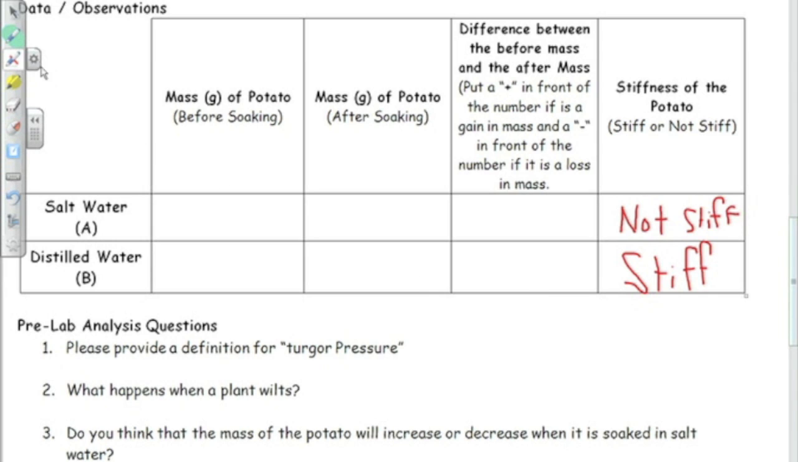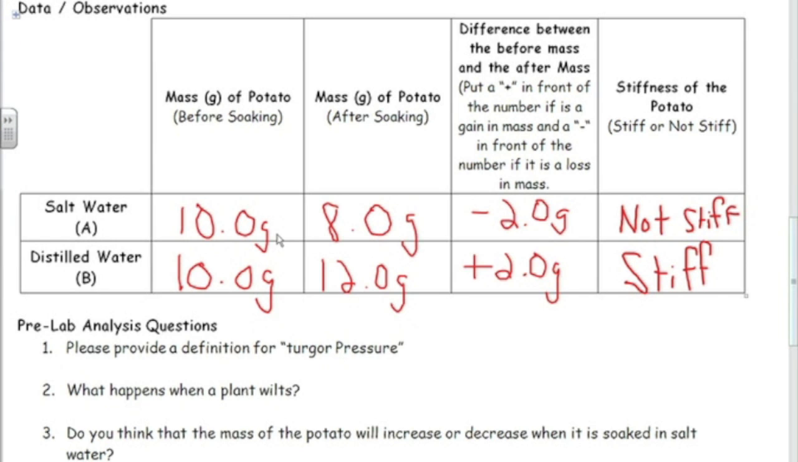Okay, so you can see that in the salt water, we lost mass and it became flimsy or not stiff. And in the B sample, the distilled water, we gained mass and the sample became very stiff. Why do you think that is?